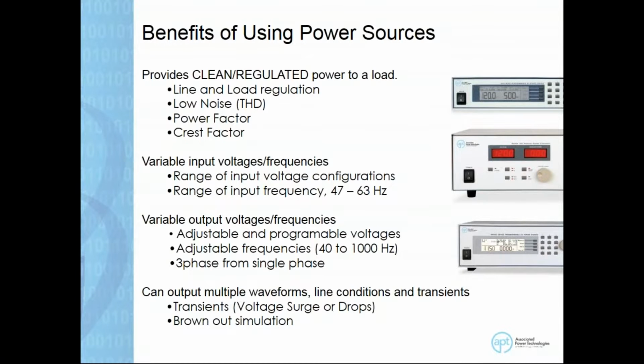In order to provide clean regulated power, you may require a power source which is able to do what we call line and load regulation. So on the input side, if the voltage fluctuates, the output side is able to keep the voltage steady. Now this is what we mean by line and load regulation. Some of the power supplies offer really low total harmonic distortion.